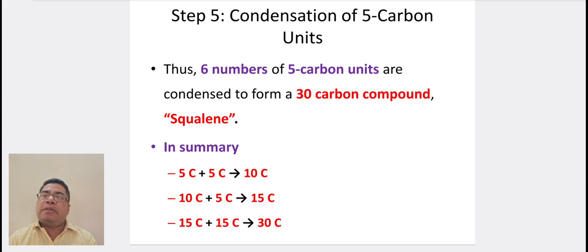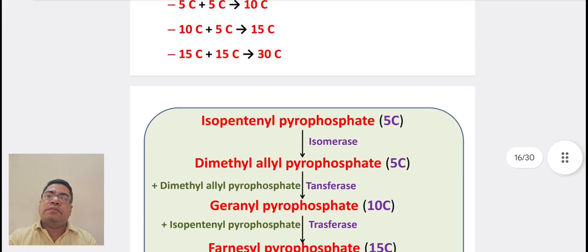Next step is condensation of 5 carbon units. Thus, 6 numbers of 5 carbon units are condensed to form a 30 carbon compound, that is squalene. In summary, it is written as 5 carbon plus 5 carbon gives 10 carbon, then 10 carbon plus 5 carbon gives 15 carbon, then 15 carbon plus 15 carbon gives 30 carbon.